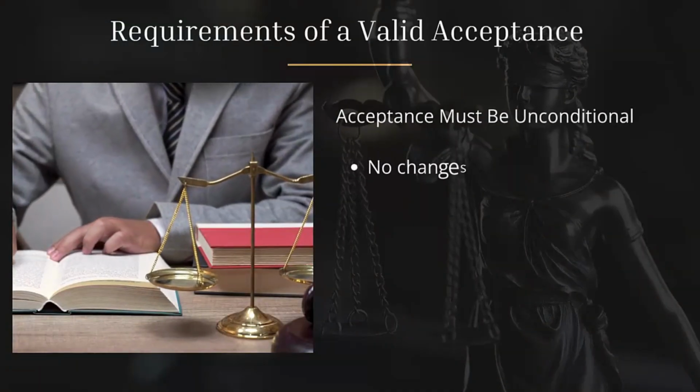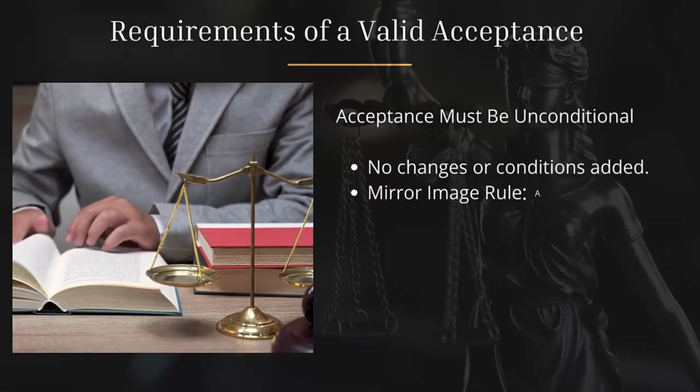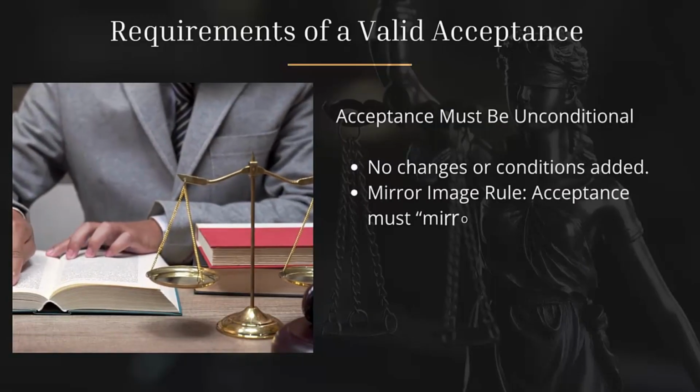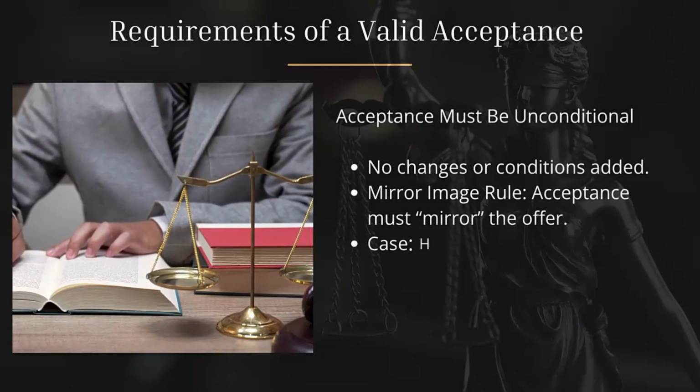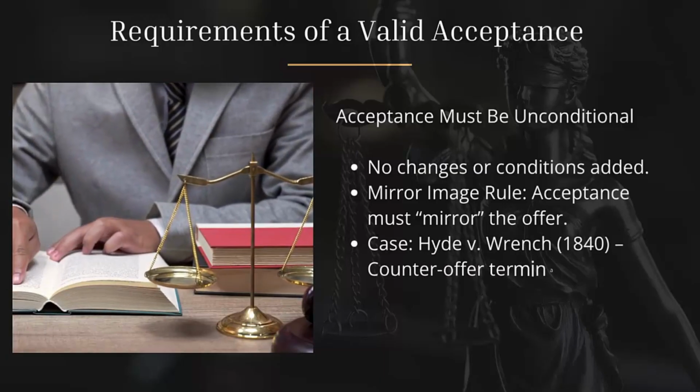Requirements of a valid acceptance. 1. Acceptance must be unconditional, no changes or conditions added. Mirror image rule: acceptance must mirror the offer. Case: Hyde versus Wrench, counteroffer terminated the original offer.